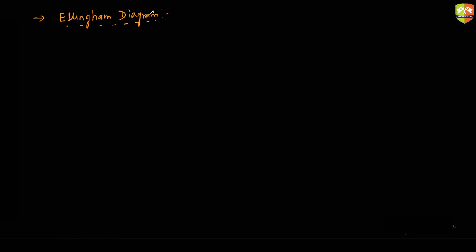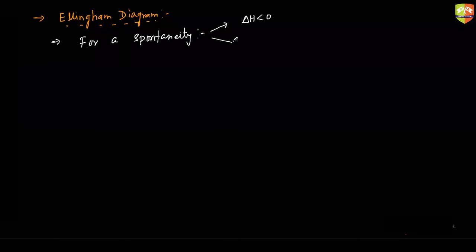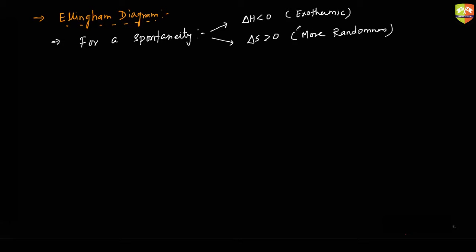Okay. Like, you know, Ellingham diagram, we all know that for a spontaneous process, for spontaneity, what is the condition we have? For spontaneity, we have two conditions generally, and that is delta H less than zero, exothermic, or entropy increases, delta S greater than zero, right? So we can say either the process should be exothermic or it goes towards more randomness. This is the condition of spontaneity.